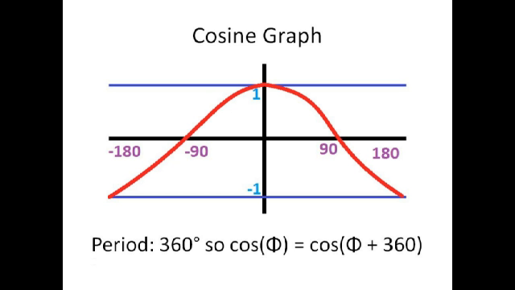Just make sure you remember that it crosses the y-axis at 1 when it's up 1 and the x-axis at negative 90 and positive 90, and then you can just draw it out going sideways. It's not very well drawn because I'm not an artist, sorry.